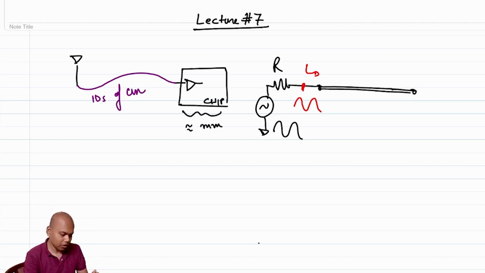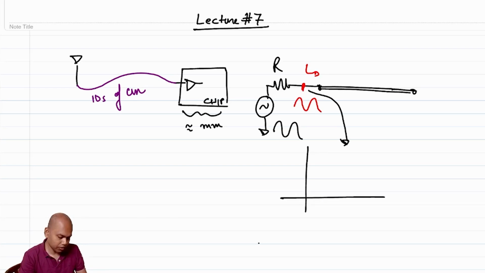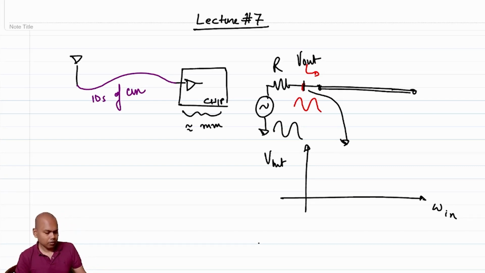If you plot the frequency plot at this point, if you plot the magnitude response with respect to frequency, this is, let's say, omega in, and let's say I call this node V out, and I plot V out. What would you expect?